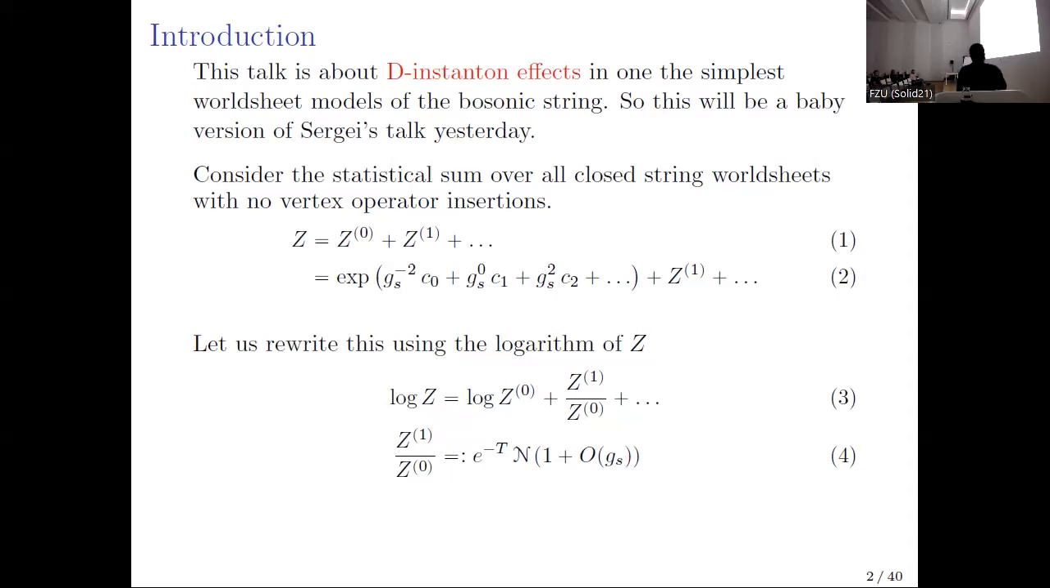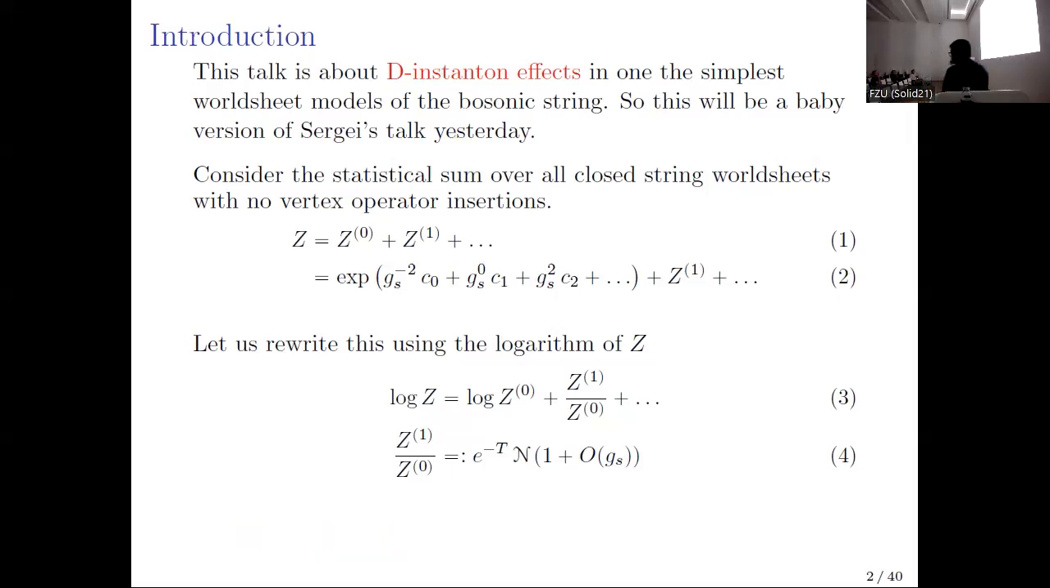By the way, Carlo, it's not necessarily one hole. One brane can mean multiple holes, but just with one brane. And the structure of Z1 over Z0, as Sergey also wrote, is e to the minus tension, or you can say action of the instanton. So this T is a quantity of order 1 over G string times some number. N has been called the normalization constant in the recent literature. And it's 1 plus order G string, and there's a whole series here.